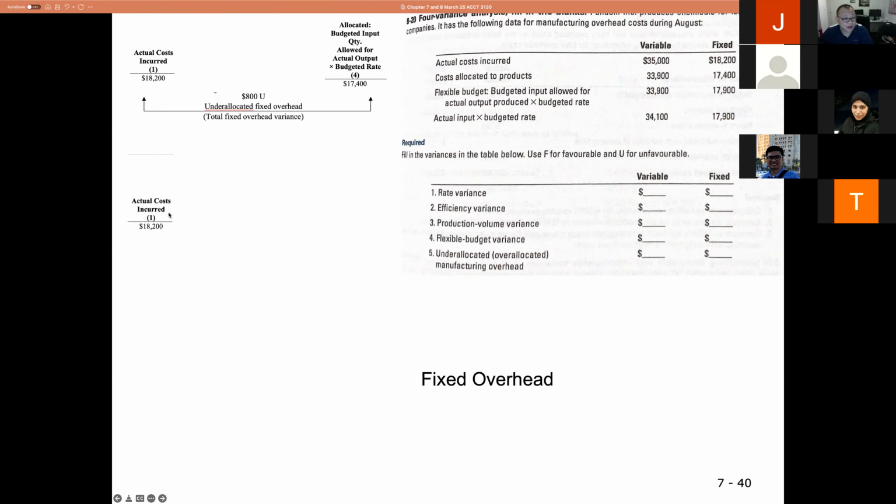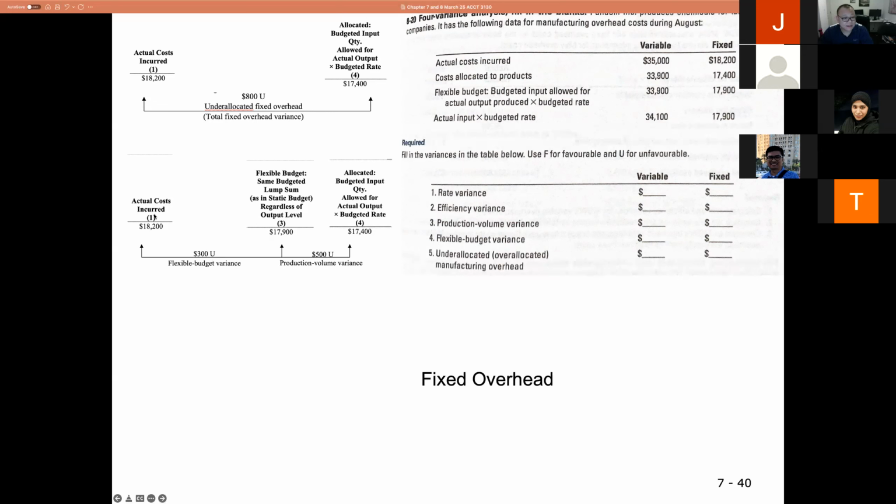Now I have actual cost and flexible budget. The flexible budget is this number, 17,900, that's given. If I take these two difference, what do I get? What's the name of the variance? Flexible budget. So between 1 and 3, this is the flexible budget variance. And between 3 and 4, that's the production volume variance.